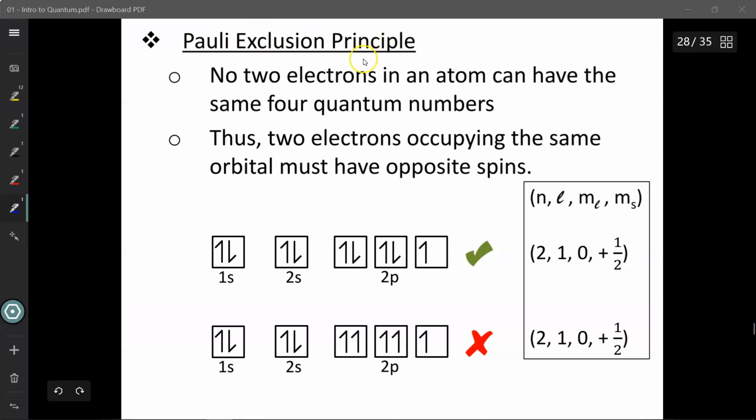Named after Wolfgang Pauli, he discovered that no 2 electrons in an atom can have the same 4 quantum numbers. If 2 electrons had the same 4 quantum numbers, they would be occupying the exact same space with the exact same spin, and that's just not very stable. As such, 2 electrons occupying the same orbitals must have opposite spins. So if one is a positive half, the other one must be a negative half. It can't both be positive half.